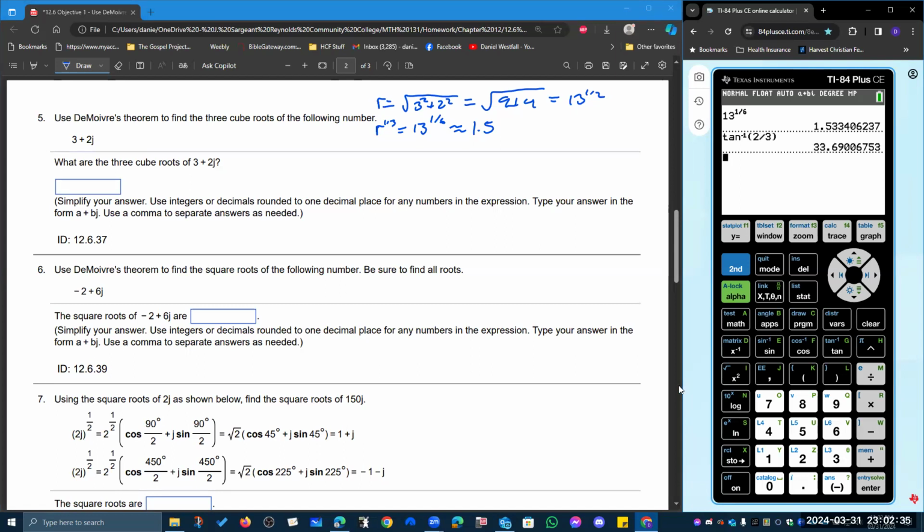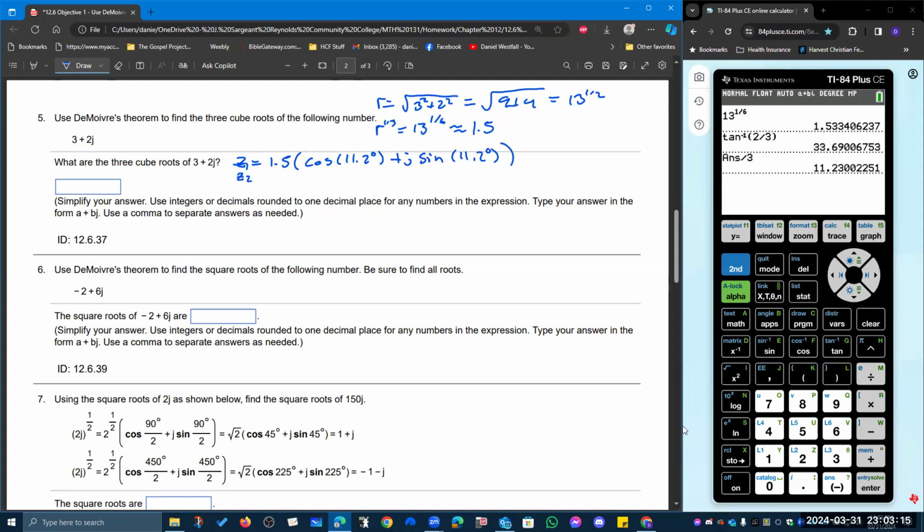And then we're going to say, okay, our first root is going to be, we haven't called them z yet, but I'm going to call it z for the complex number, 1.5 times, and when I divide this by 3, since it's a cube root, I'm going to get 11.2, cosine of 11.2 degrees plus j sine of 11.2 degrees. And that'll be my first root.